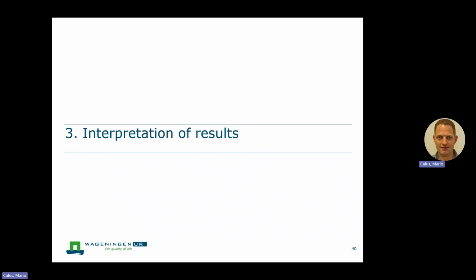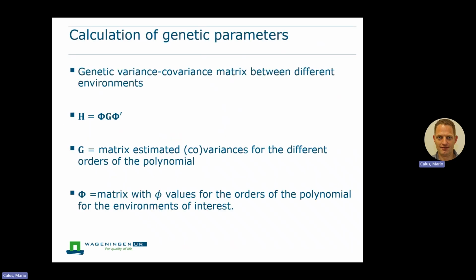Then a little bit about the interpretation of results, particularly of reaction norm models. So what we get with the multivariate model is a genetic covariance matrix between different environments, and that's ultimately also what we are interested in. But we don't get this straight away from the reaction norm model.